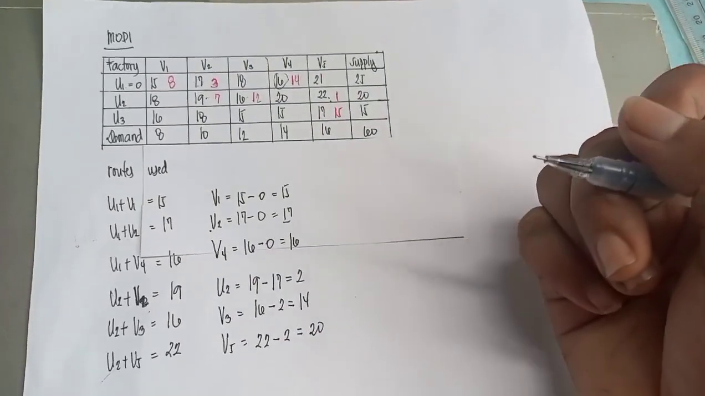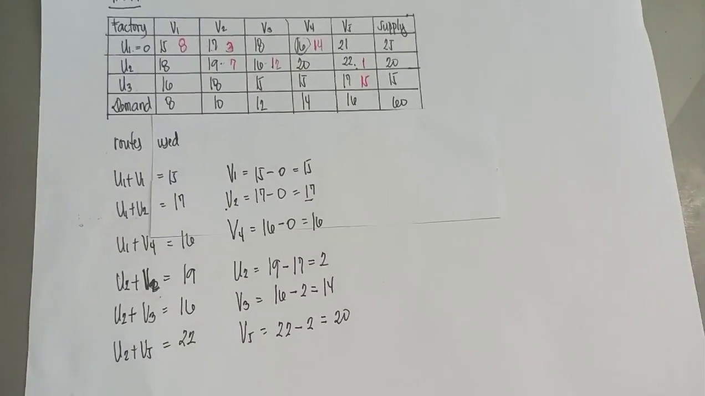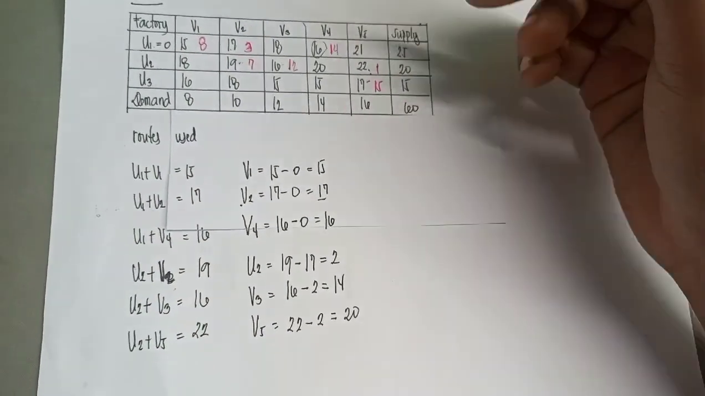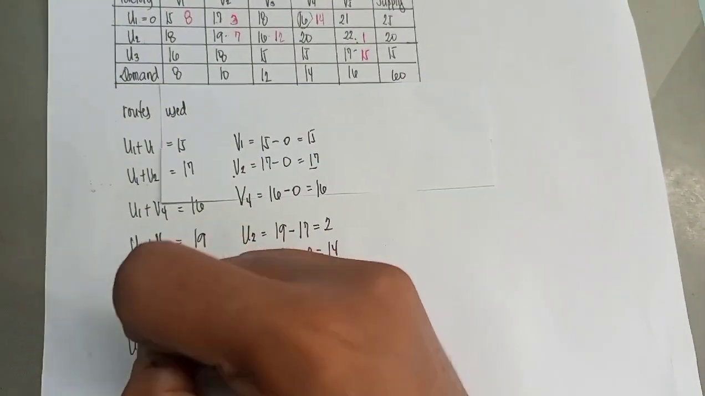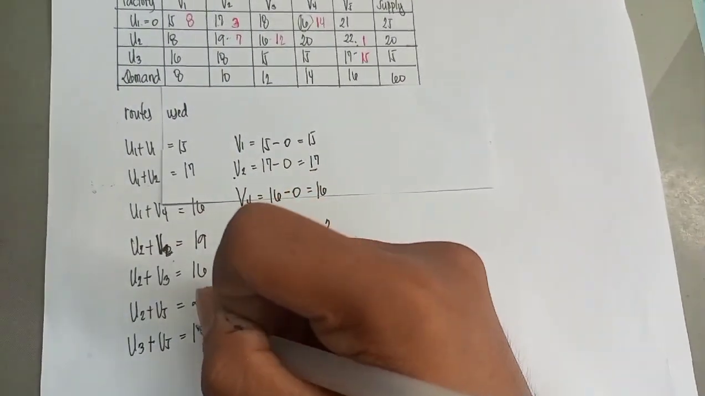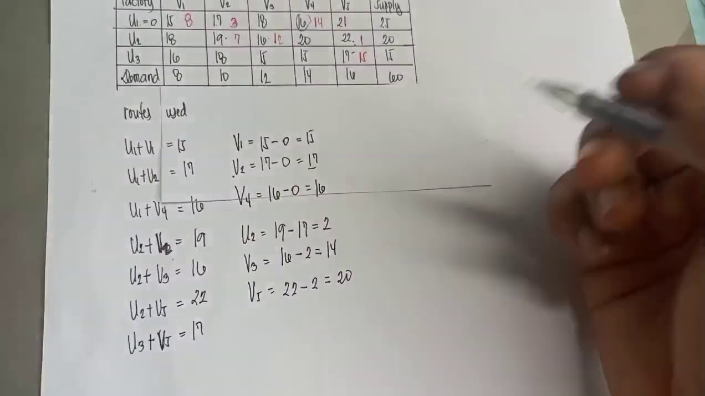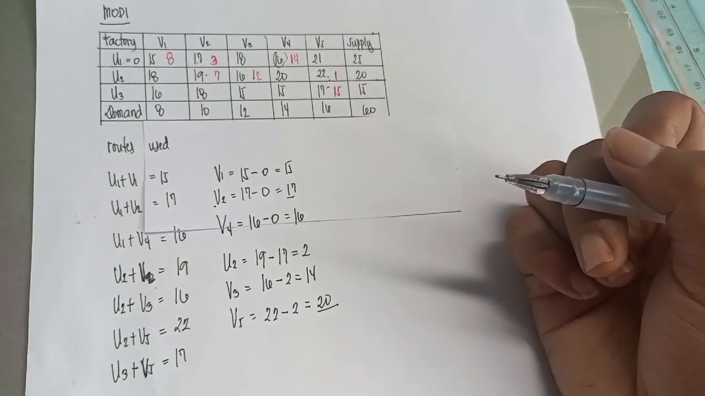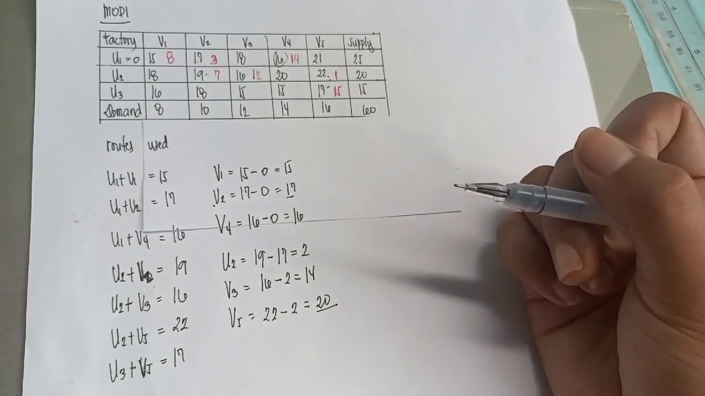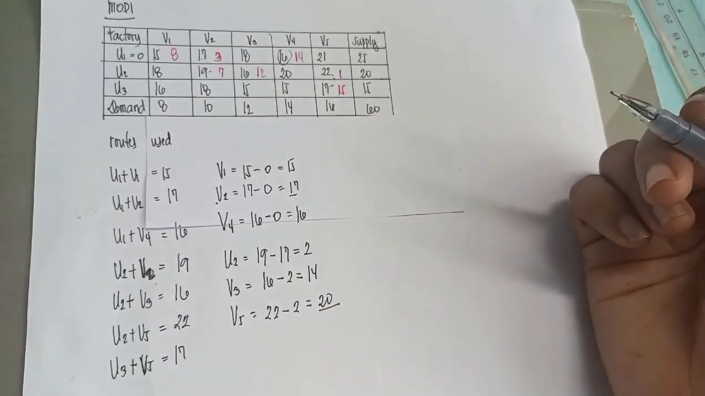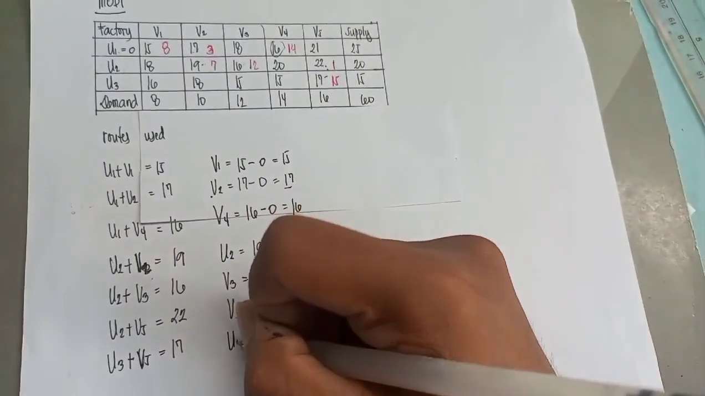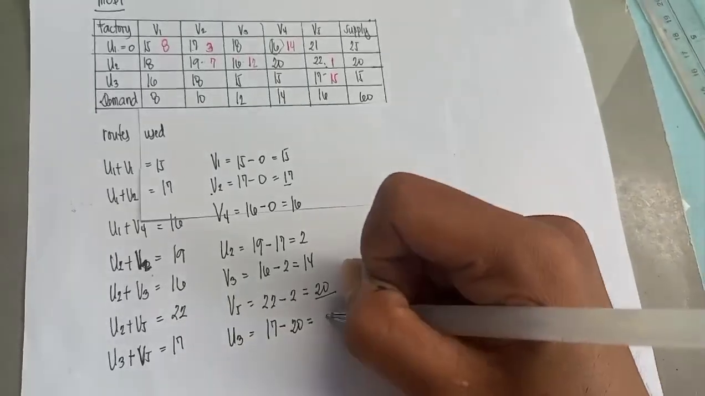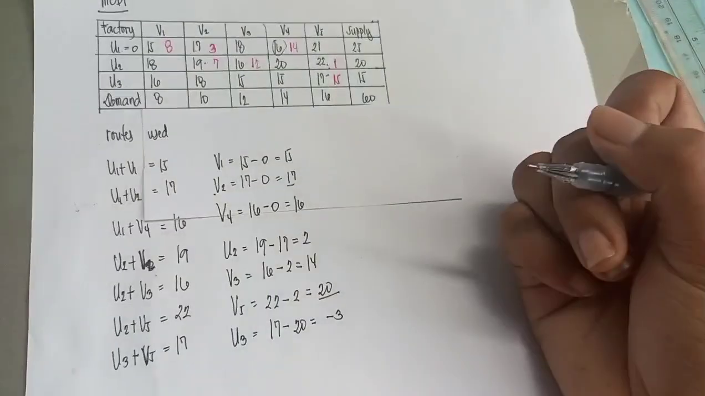And then, lastly, the occupied cell in our U3, which is in V5. So U3 plus V5 is equal to 17. Since we already have the value for our V5, which is 20, and we don't have the value for our U3, we will look for the value for our U3. So U3 is equal to 17 minus 20, which is -3.